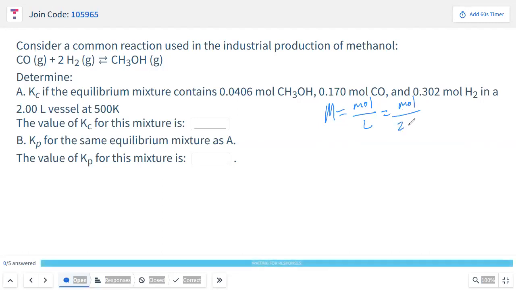You're going to have to convert them into molarities first. And since this is a 2-liter vessel, they are not going to be the same. So just keep that in mind as you go and do the calculation here.